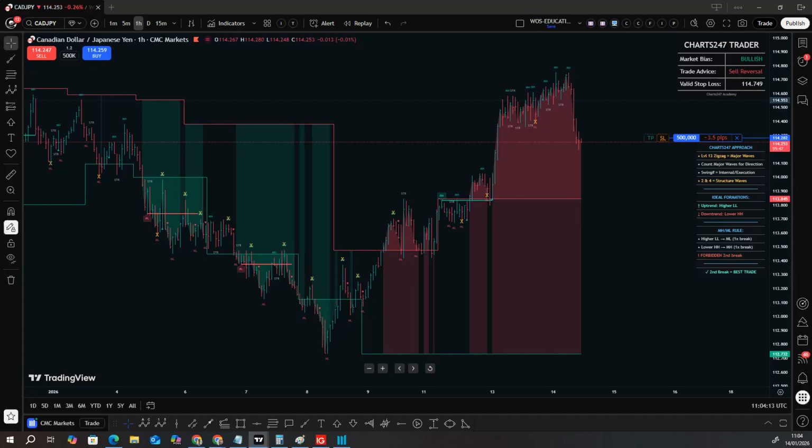The focus this morning is on the Canadian dollar, Japanese yen. We are buying the CAD/JPY now. I was selling this on the 5 minutes this morning. We've been waiting for this reversal. Okay, you can see the market is still bullish. The current move is a reversal.